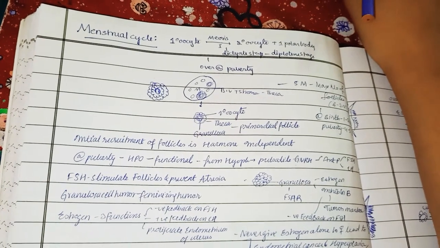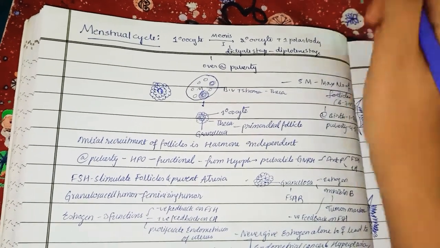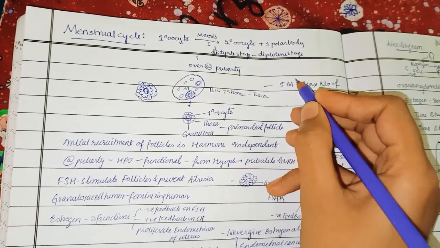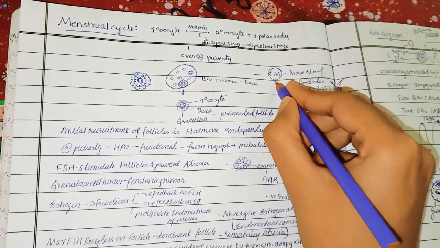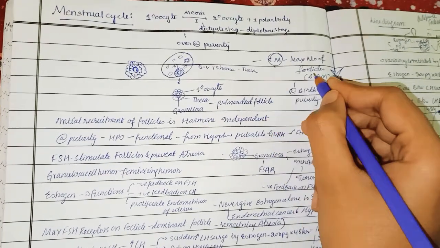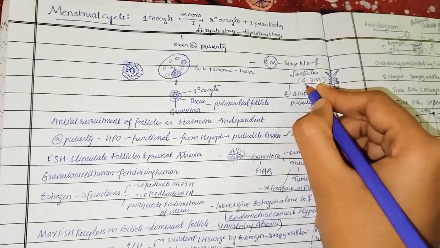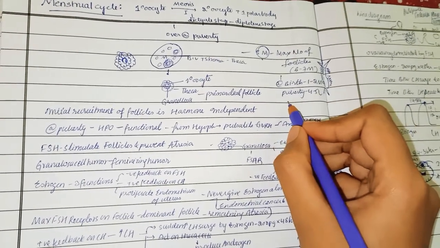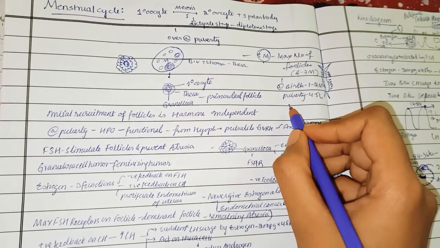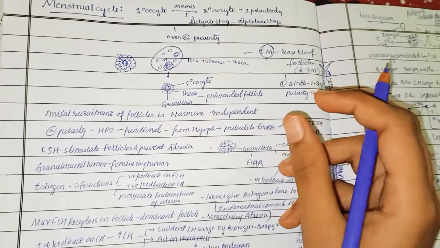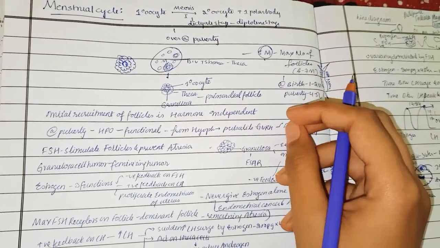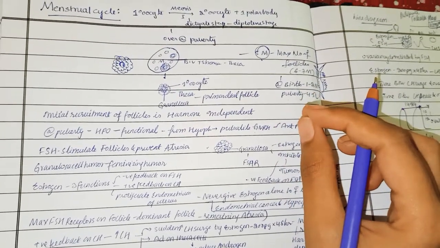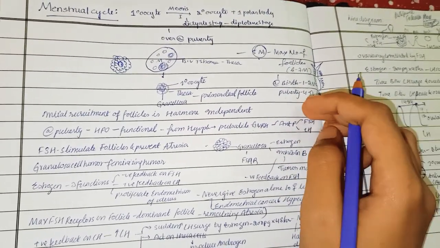The maximum number of follicles you can see is in the 5th month of intrauterine life. You can see here clearly, in the 5th month of intrauterine life there are about 6 to 7 million follicles. But at the time of birth, there are only 1 to 2 million follicles, and at puberty there are about 4 to 5 lakh follicles. So what you are observing is that the number of follicles decreases from the 5th month till puberty. By the time the female reaches puberty age, there are only 4 to 5 lakh follicles.